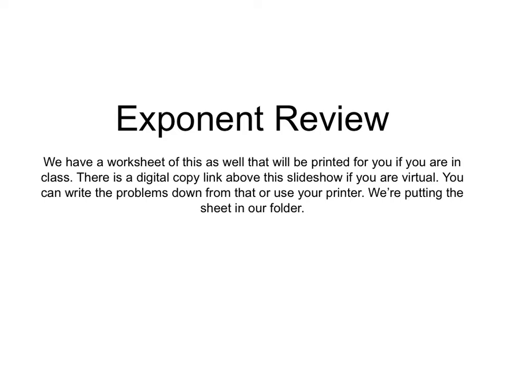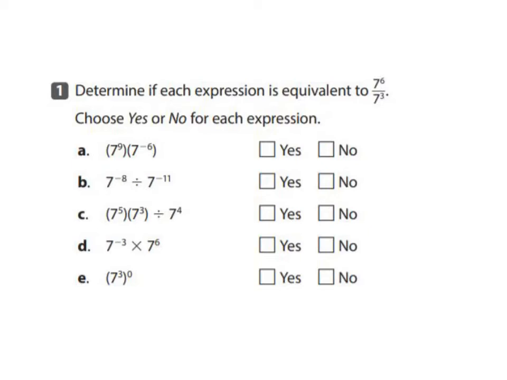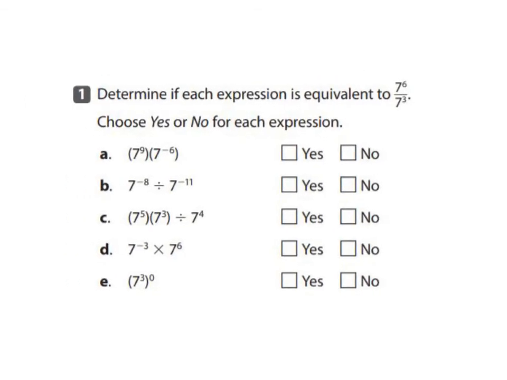So these are multiple choice, but they're really yes, no. It looks like it's a multiple choice question, but it's actually 5 yes, no questions. So basically we're determining if each expression is equivalent to this. So I'm going to mark this 7 to the third and 7 to the sixth. So you see it's a quotient.